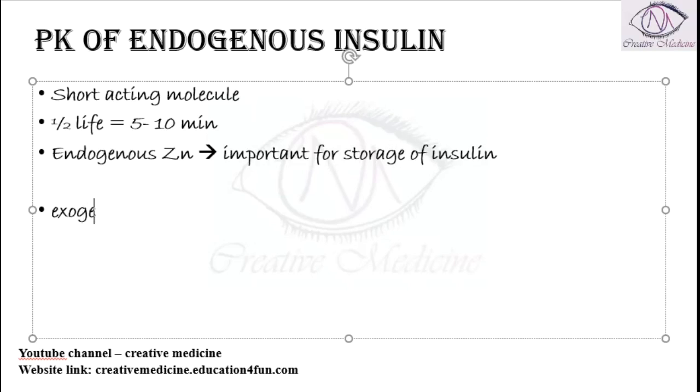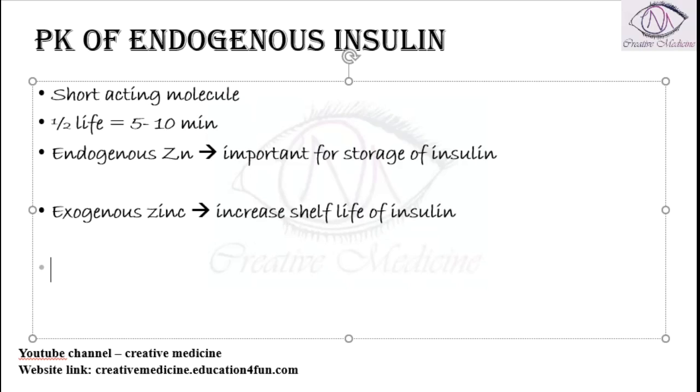And one more important thing is exogenous zinc is also used in insulin. This exogenous zinc, which is used in synthetic insulin, will increase the shelf life of insulin, and thus it is used in insulin which is produced from external sources also.